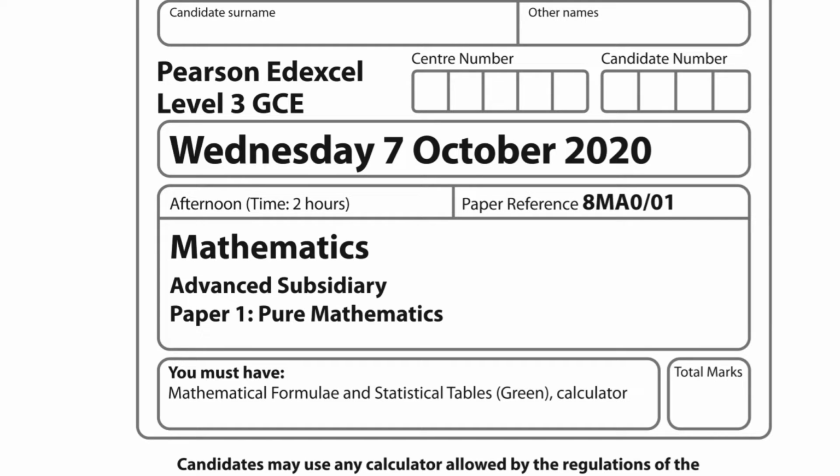Hi guys, this is the Edexcel AS Level Maths Paper 1 from the October 2020 series, and in this paper we will be taking a look at the Pure Maths section.